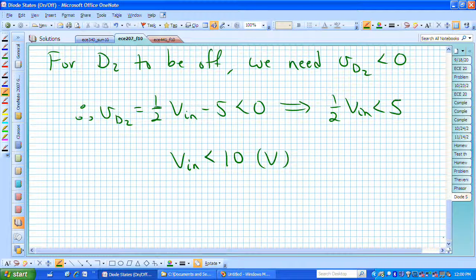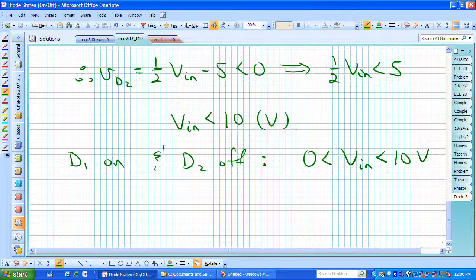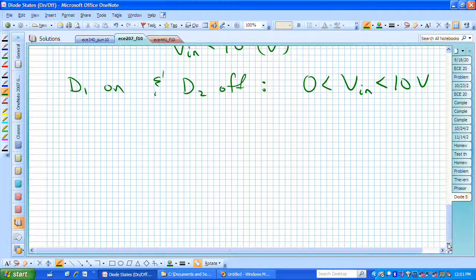And we've already said that Vn needed to be positive for I sub D to be positive, and now we found a range for D1 on and D2 off requires Vn to be positive and less than 10 volts. Let's now see what happens with respect to the possibility of both of those diodes being on if we can go further or higher than 10 volts. So let's look and see. Right now we've found that Vn needs to be between 0 and 10, positive.